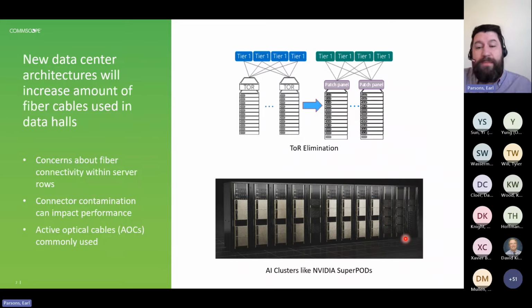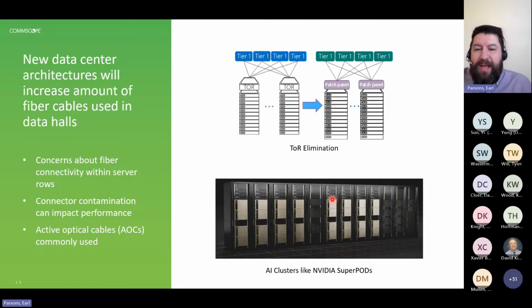We also have quite a bit of memory in this SuperPod that also needs to be connected to each of these servers with a fiber cable. So we have a minimum distance. We've got to go from one rack to another in the row to get to the switch. But we also have a maximum distance.